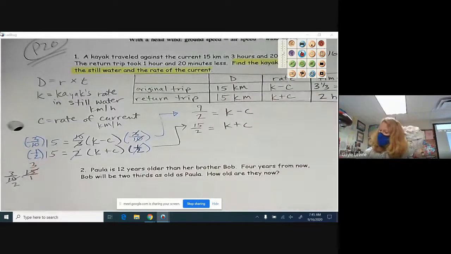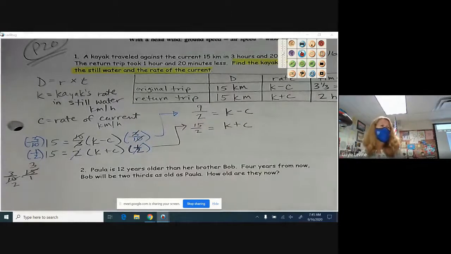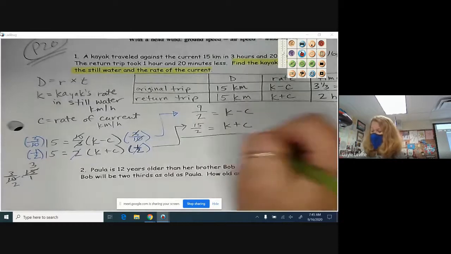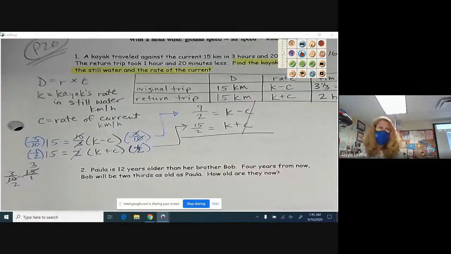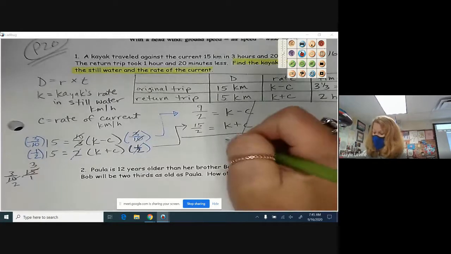And that's all the hard work, because now the rest of the problem is going to be quite a bit easier, because now we have a system. So we reviewed systems the other day. It'll be really easy to add these together. So I'm going to add them together. The C's cancel. Okay, the right-hand side becomes 2K.